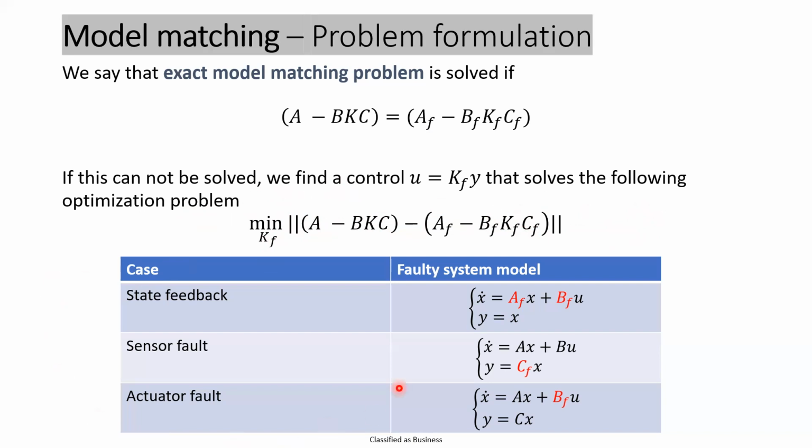We will investigate three different cases. One is the sensor fault, the other is the actuator fault, and the other is when we have a fault in the plant. If the fault is in the plant, then we should have a state feedback, not output feedback. The other two cases are output feedback. We will see that when we get to that page.